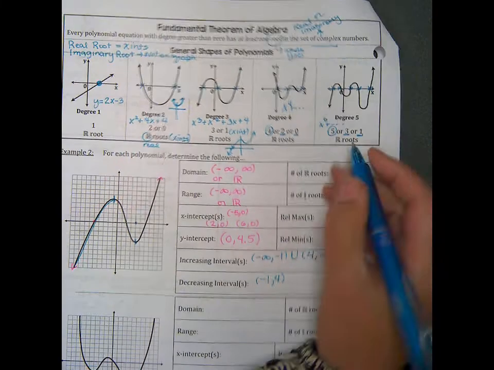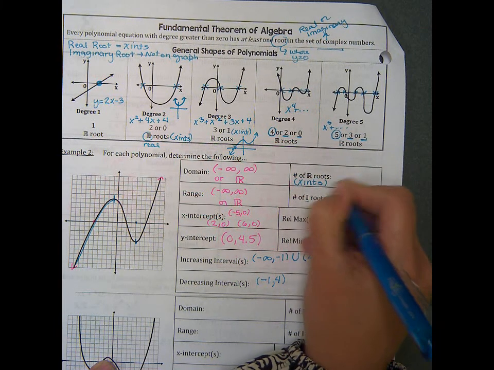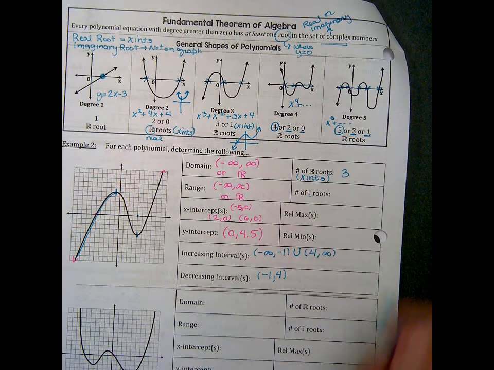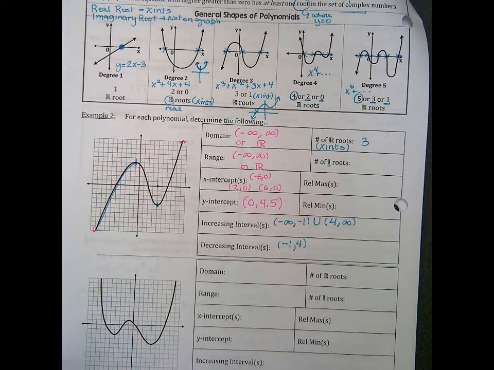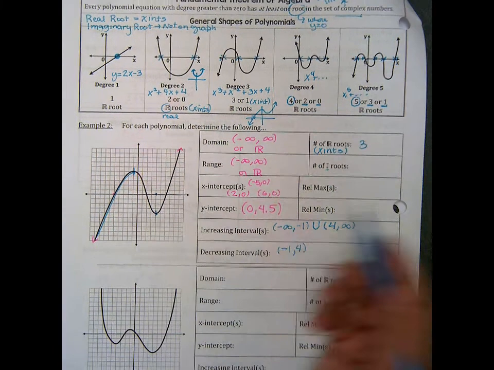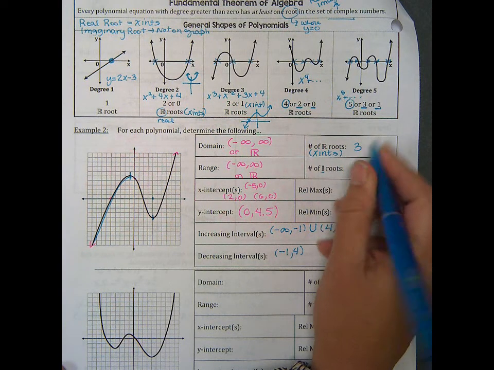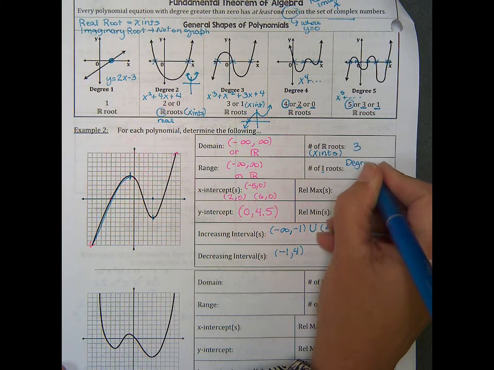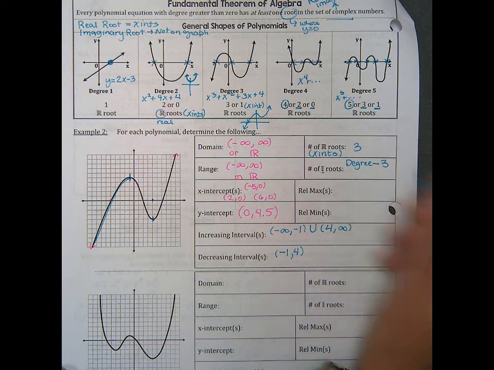Okay? Number of real roots is the same thing as the x-intercept. There are 3 x-intercepts in here. Number of imaginary roots. Well, we don't know the number of imaginary roots. We would only be able to know that if we had the equation for the graph, which maybe we should have been given. So for right now, we don't know how many imaginary roots it has. It depends on its degree. So it would actually be the degree of that polynomial minus the 3 that are there.